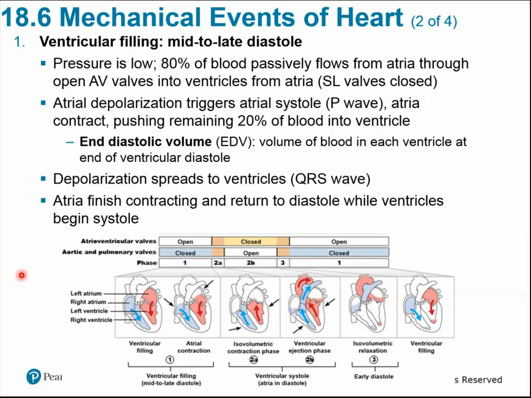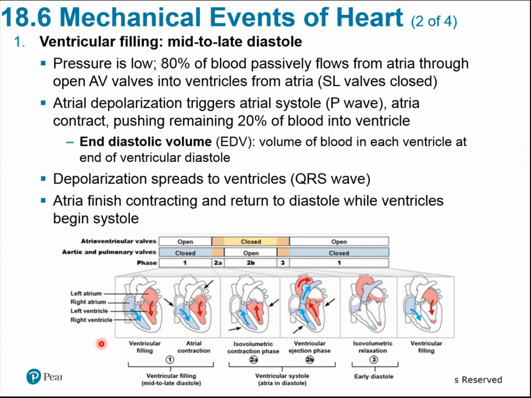Atrial depolarization is going to trigger atrial systole or contraction that gives us our P wave. This allows the atria to contract somewhat, just enough to push that remaining 20% or so of blood into that ventricle. So the end diastolic volume would be the volume of blood in each ventricle at the end of this stage, right? So how much blood can the ventricles hold before they contract? Now depolarization is going to spread to the ventricles and give us our QRS wave while the atria finish contracting and return to relaxation while the ventricles begin their contraction.